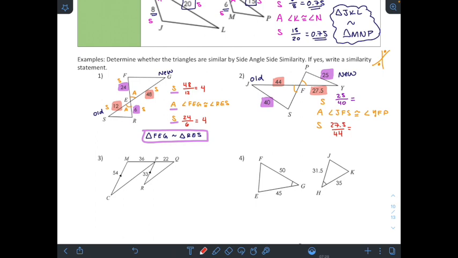I can't do those in my head, so let me grab a calculator. And again, decimals are fine for this. 25 divided by 40 is 0.625. 27.5 divided by 44 is 0.625.